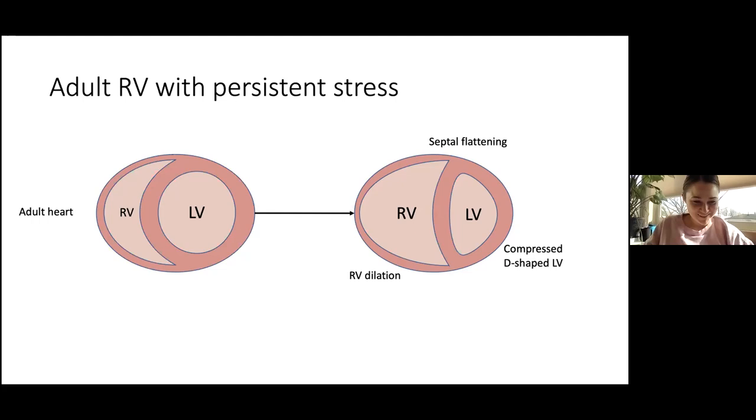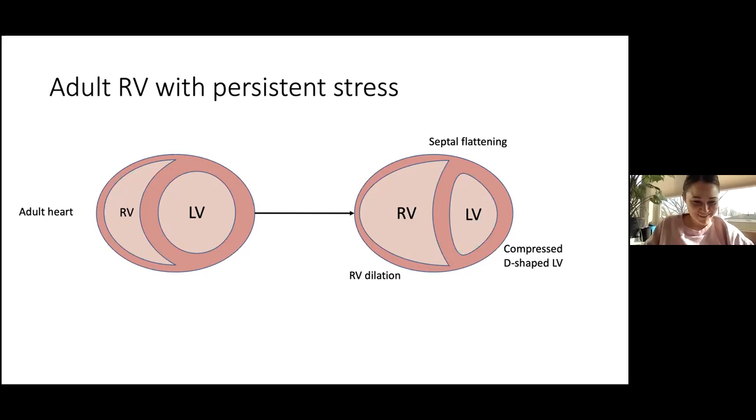And the left ventricle can start to appear what they call D-shaped. And if you're savvy with point of care ultrasound, these are changes that you can notice on the ultrasound in a parasternal short axis view.